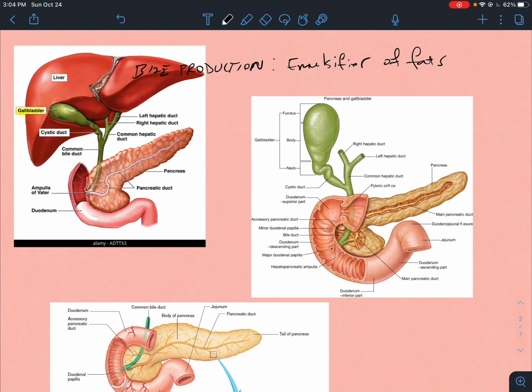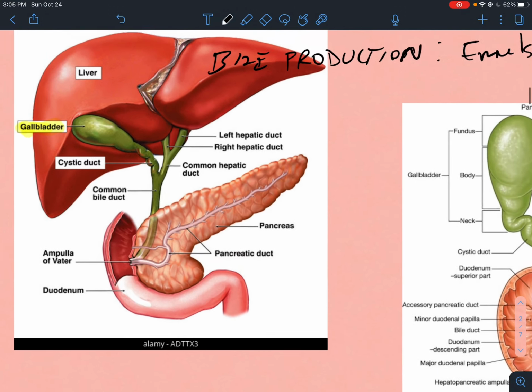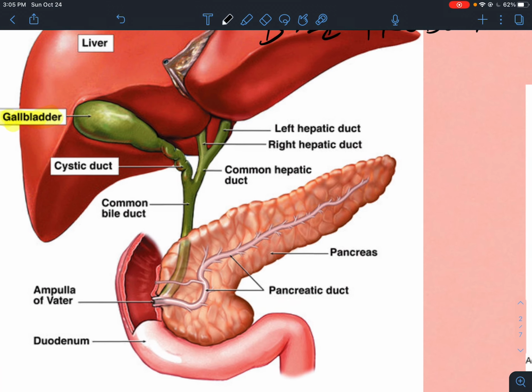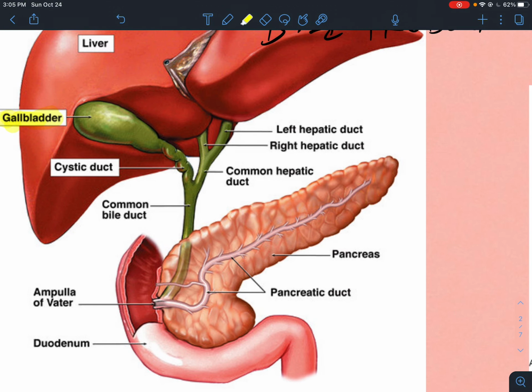So you want to think of bile as a secretion that is important for foods that are high in fat. And the idea would be that in order to break up that fat, you would need a type of emulsifier or soap to break up that fat. If you look at a close-up view of the ducts coming out of the liver, you notice that there is a left hepatic duct and a right hepatic duct.